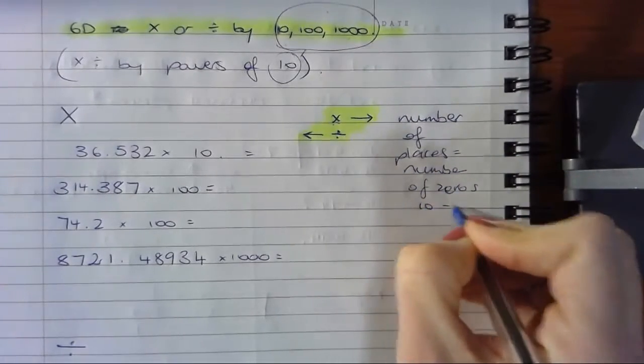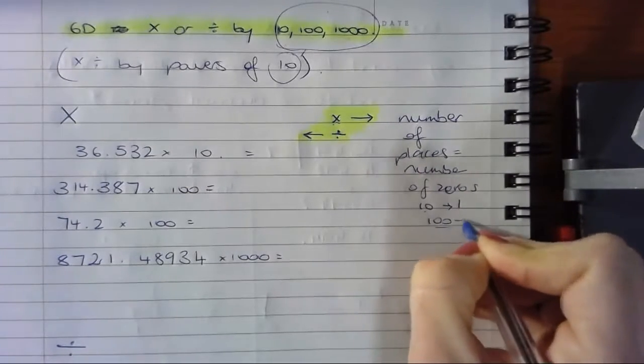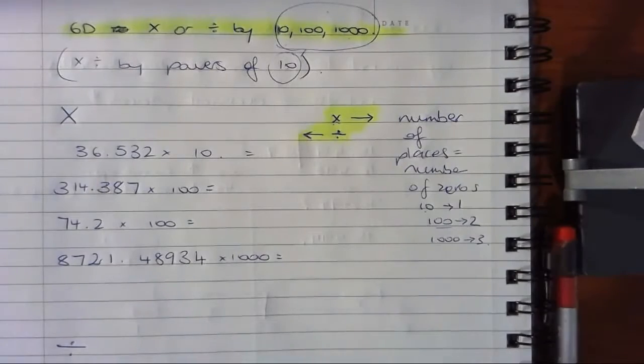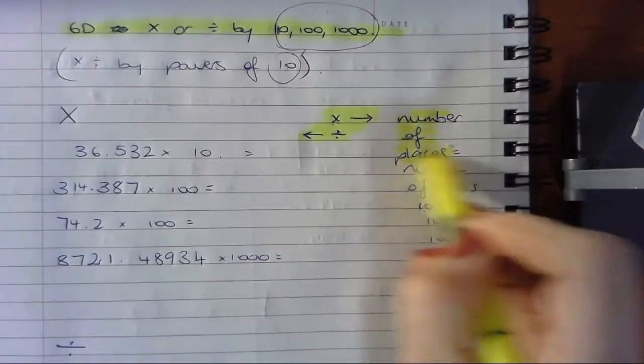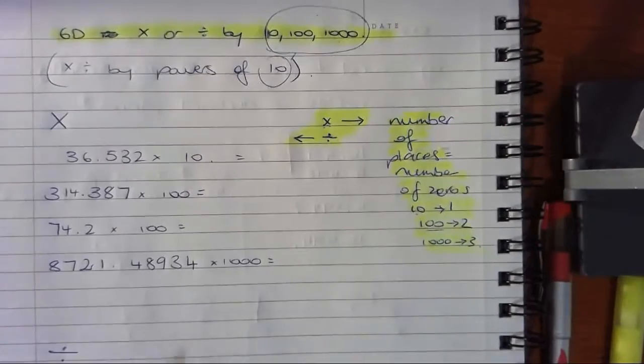So if it's 10, it's one place. If it's 100, because it's 1 0 0, it's 2 places. If it's 1000, it's 3, etc. So that's some key things to remember. I'll highlight that one as well. So lots of questions here to fly through, hopefully.